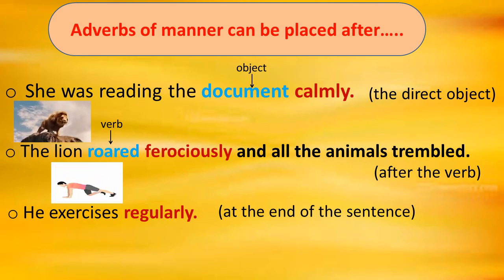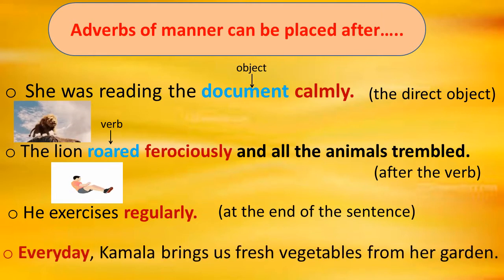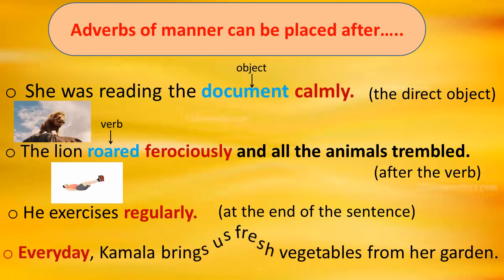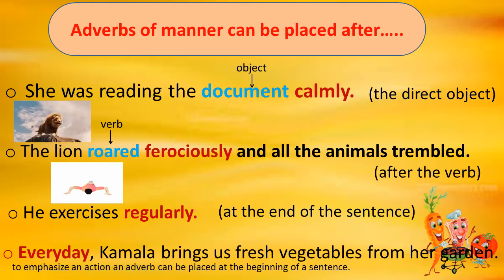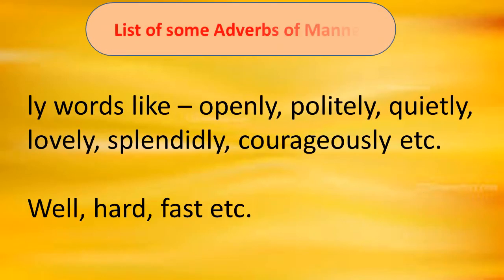But please note, if you want to emphasize how an action is done, then an adverb can be placed at the beginning of the sentence. For example, every day Kamla brings us fresh vegetables from her garden. Many ly words like openly, politely, quietly, lovely, splendidly, courageously, etc., and words like well, hard, fast, etc., are few examples of adverbs of manner.